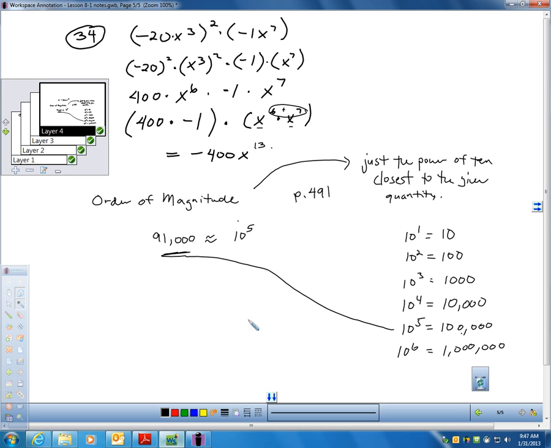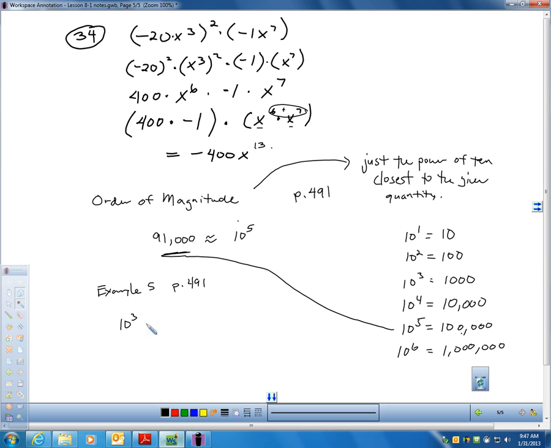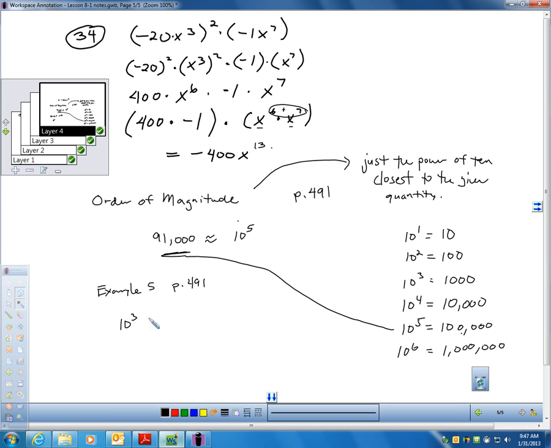So look at example 5 right now on page 491 at the bottom. They have a problem involving order of magnitude. It says for bees, in 2003, the U.S. Department of Agriculture collected data on about 10 to the third honeybee colonies, so about 1,000. So there's 10 to the third honeybee colonies. Maybe I should write that down.